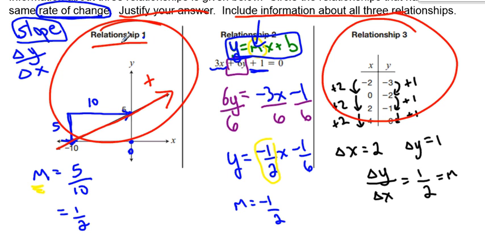The answer is that relationship 1 and 3 have the same rate of change. Relationship 2 cannot be considered the same because it's decreasing as opposed to increasing.